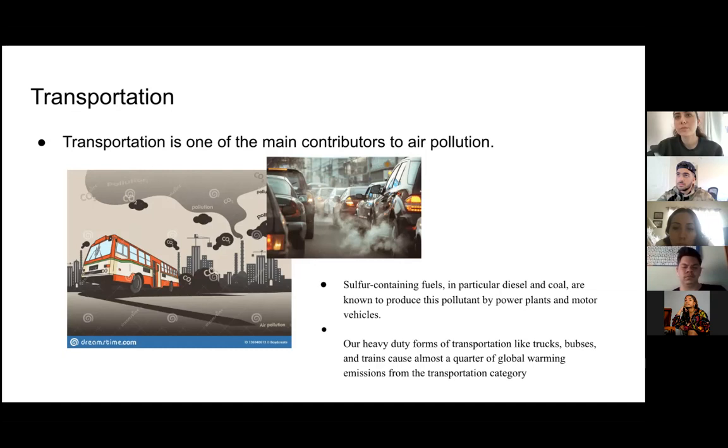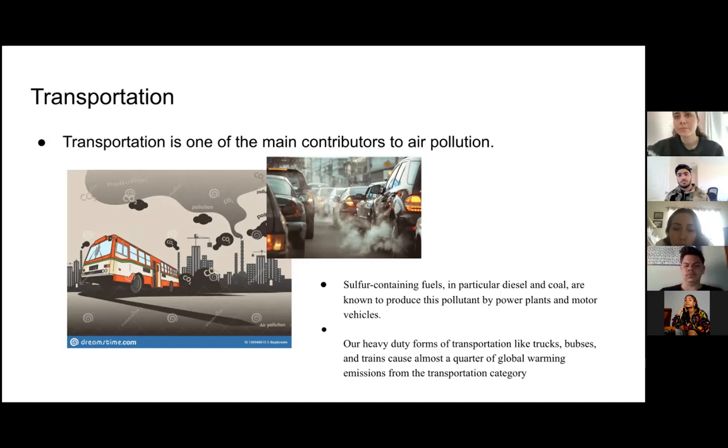All global warming pollutants in the United States account for tailpipe emissions from vehicles, trucks and buses, automobiles, trains, and ships, accounting for over 30% of all heat-trapping gas emissions. Sulfur-containing fuels, in particular diesel and coal, are known to produce this pollutant by power plants and motor vehicles. Sulfur dioxide can lead to fine particulates in the atmosphere and pose great health risk to young children and asthmatic conditions, as do other air pollutants.